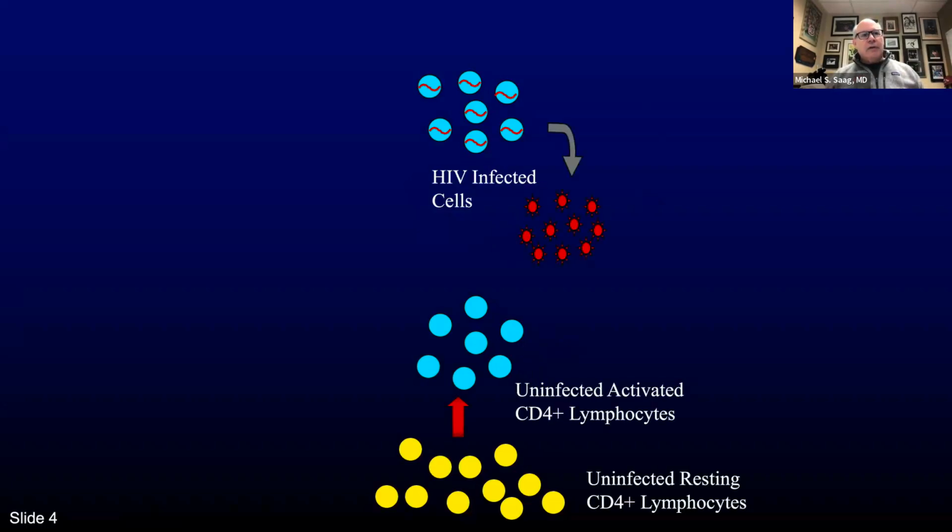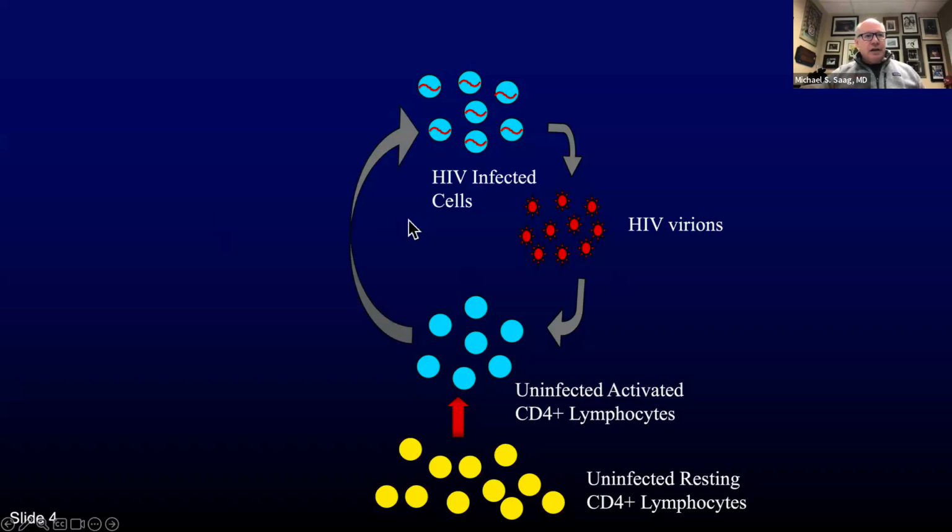So during the lifespan of the HIV-infected cells, they produce a given amount of virus. Those virions go down and infect the susceptible activated CD4 lymphocytes, and you get this kind of vicious cycle. What's fascinating is that these cells at the top, the HIV-infected cells, live on the order of about a day. That's it. And they infect these cells that replace them in that 24-hour period.